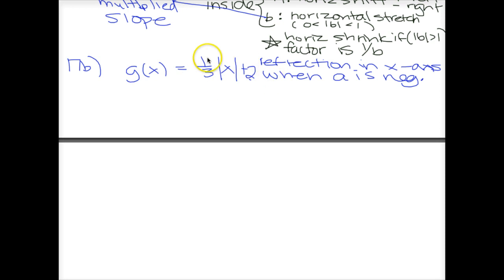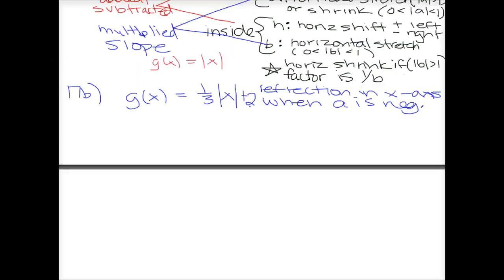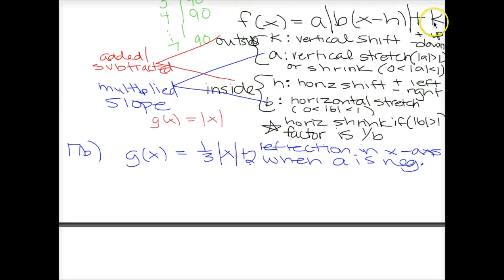So again, we're just looking, how is this different than this? Because this is the parent. Everything that's different represents a transformation. So what I have here, first I notice that I have a plus 2 on the end. So if I look at my little key, and again, you can't look on the test, so you've got to know them, but this is a K value. This is on the outside and it's added. So this means that that is a vertical shift up 2 because it was positive. So I took care of the 2.